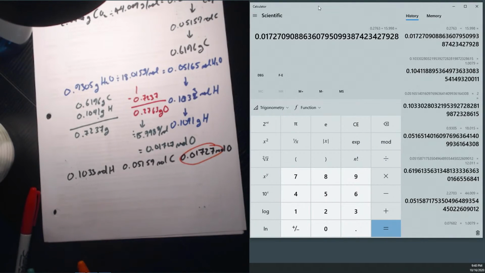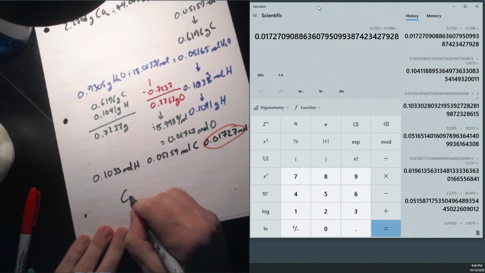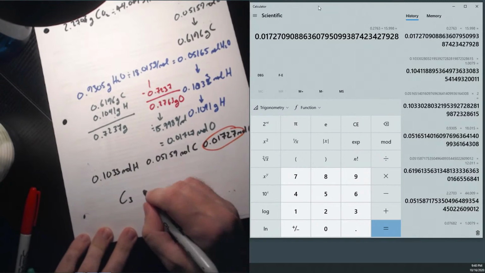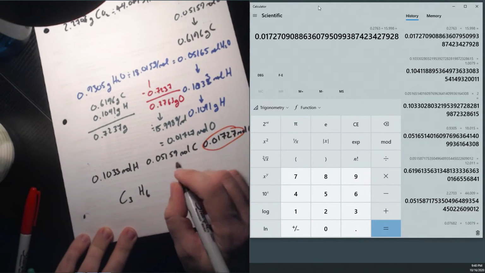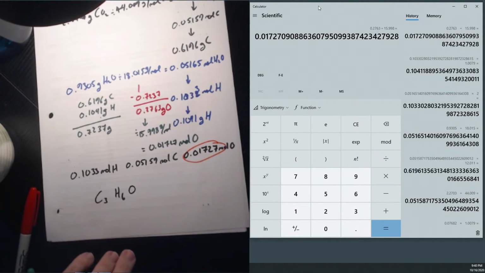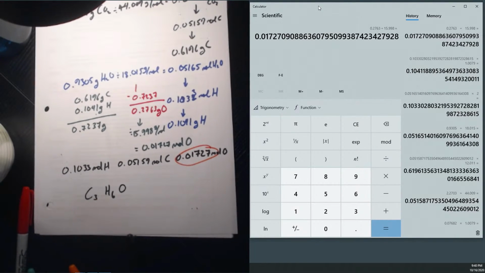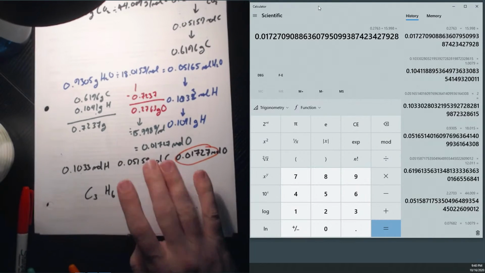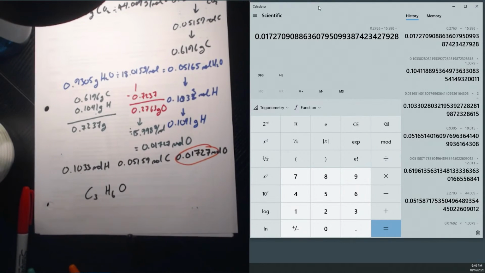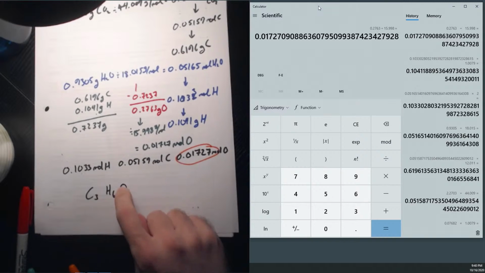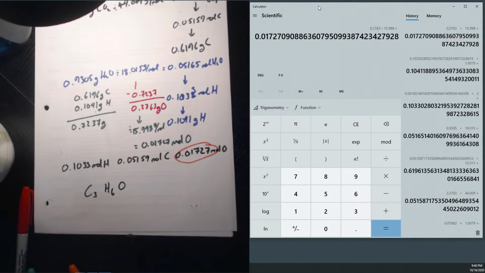And that is going to get us C3H6O. Okay. So that is the empirical formula of this compound. Again, we can't find the molecular formula without the molar mass. But once we have that, we could then go on to do the exact same thing we've done before.